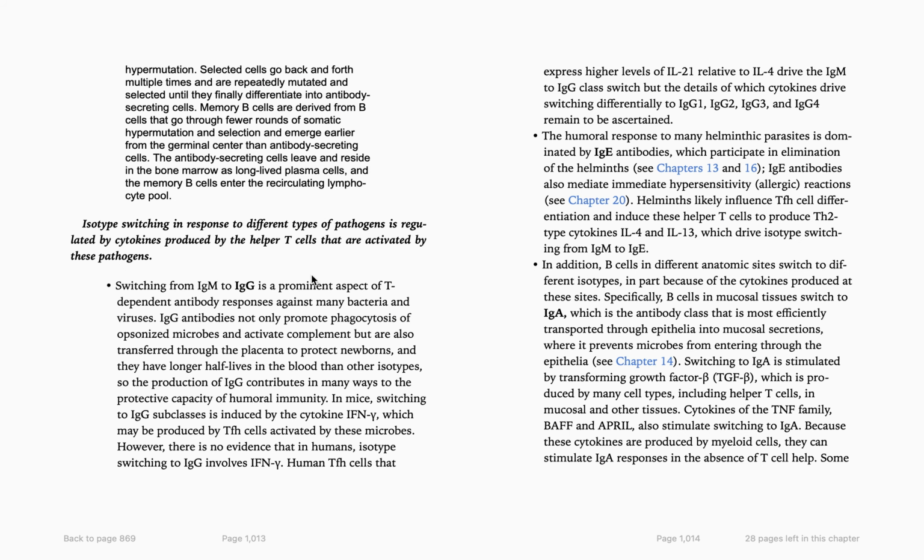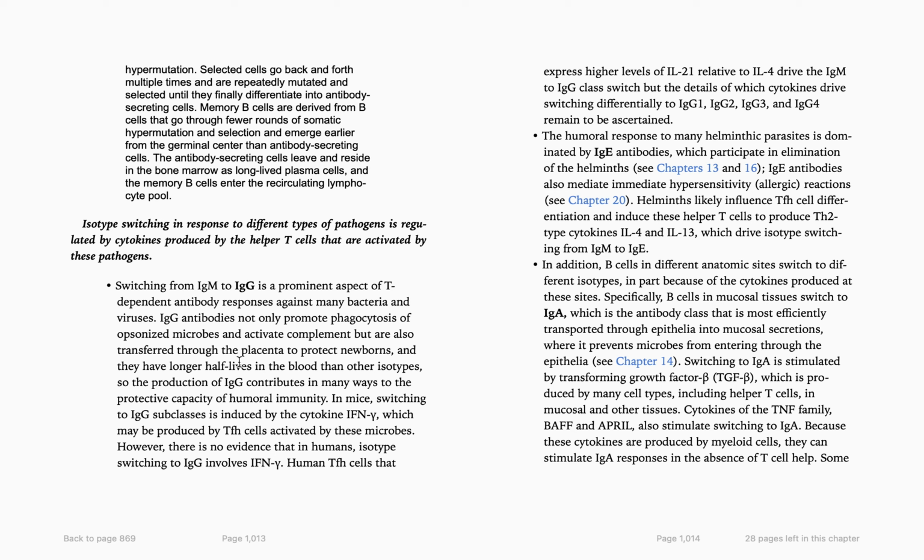So, isotype switching in response to different types of pathogens is regulated by cytokines produced by helper T cells that are activated by these pathogens. Switching from IgM to IgG is a prominent aspect of T-dependent antibody response against many bacteria and viruses. IgG antibodies not only promote phagocytosis of opsonized microbes and activate complement, but are also transferred through the placenta to protect newborns, and they have longer half-lives in the blood than other isotypes. So the production of IgG contributes in many ways to the protective capacity of humoral immunity.